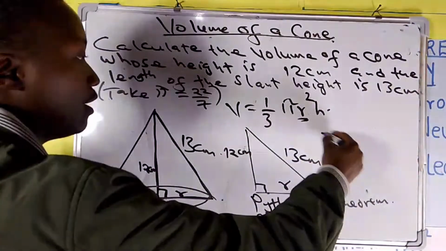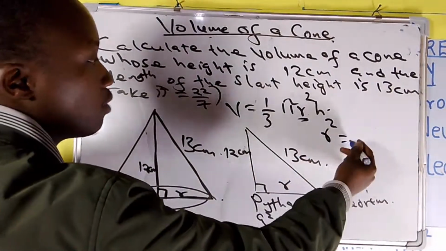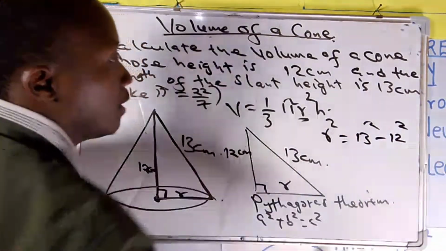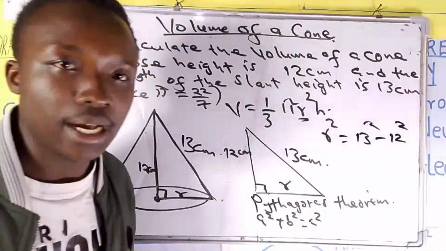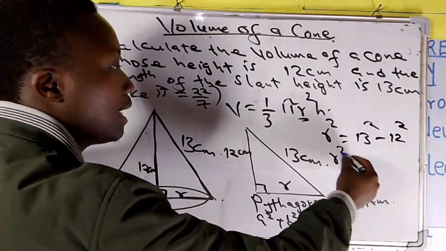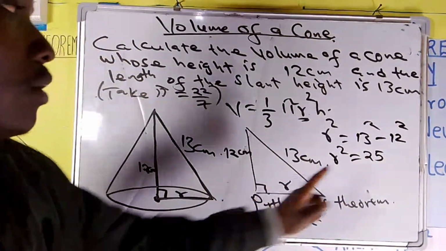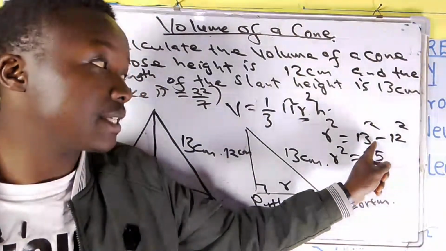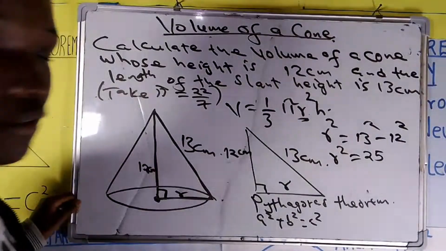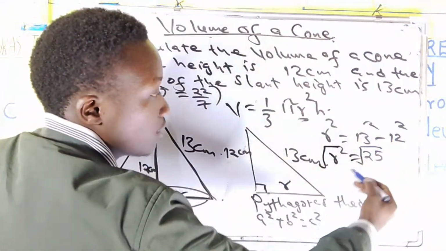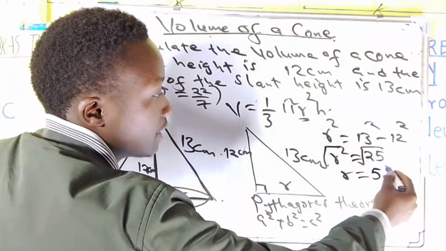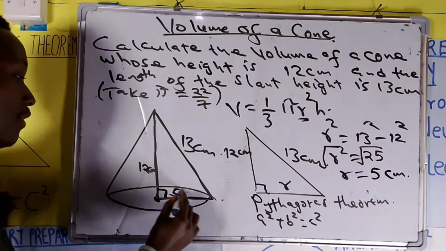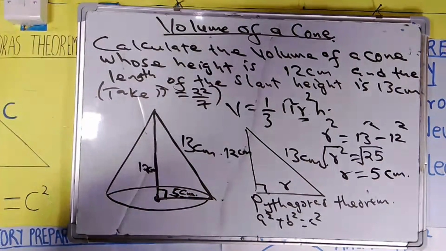So what does that mean? If we want to get r squared, it is equal to hypotenuse squared minus the height squared. So we are going to get r squared is equal to 25, because 13 squared is 169, 12 squared is 144, and 169 minus 144 gives 25. For us to get the radius, we find the square root on both sides and end up getting the radius as 5 centimeters.